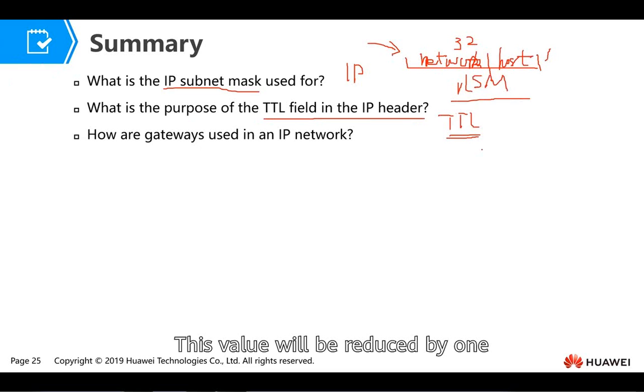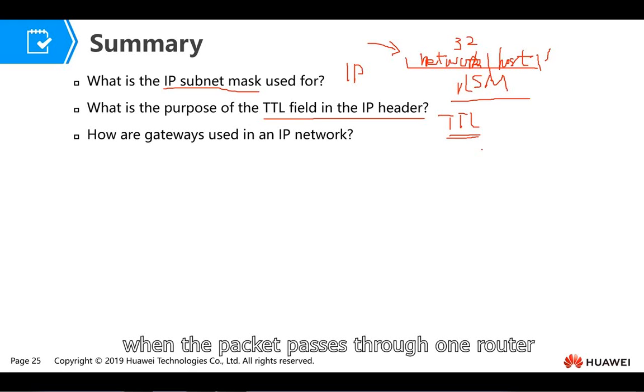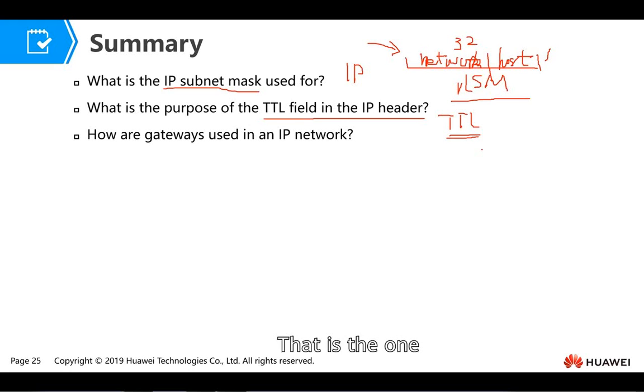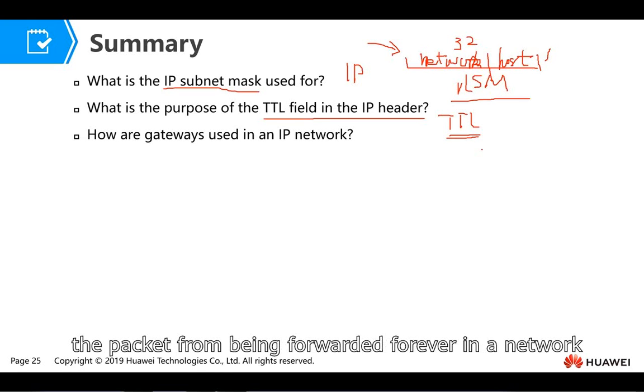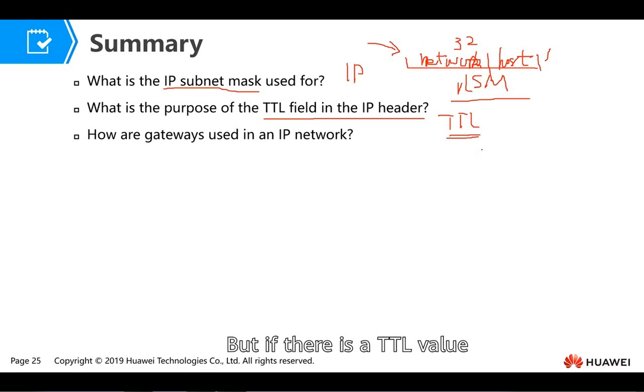This value is reduced by 1 when the packet passes through one router. That is to prevent the packet from being forwarded forever in the network when the network is looped. If there is a TTL value, the packet will not be forwarded forever, and will be dropped after 255 hops.